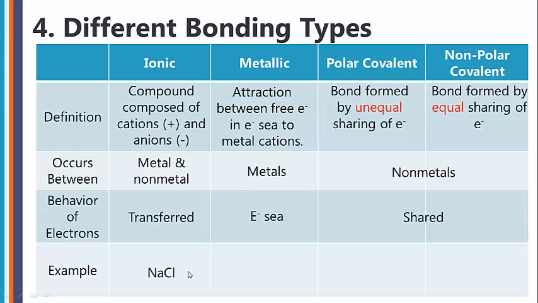So a good example of ionic compound is sodium chloride, NaCl. A metallic bond you might see in something like brass or iron or steel. Brass and steel are alloys, which means that they're mostly iron in the case of steel, or mostly copper in the case of brass, but then they have other things mixed in which give the metal, the alloy, different properties. Polar covalent is water, and nonpolar covalent is oxygen, or any of the diatomic molecules will work because they're highly symmetrical.